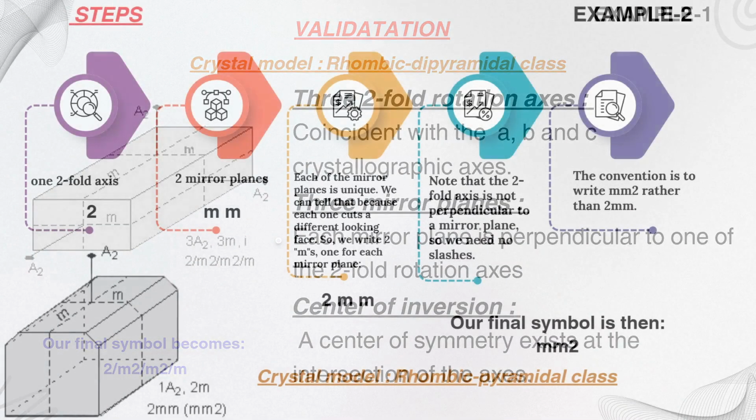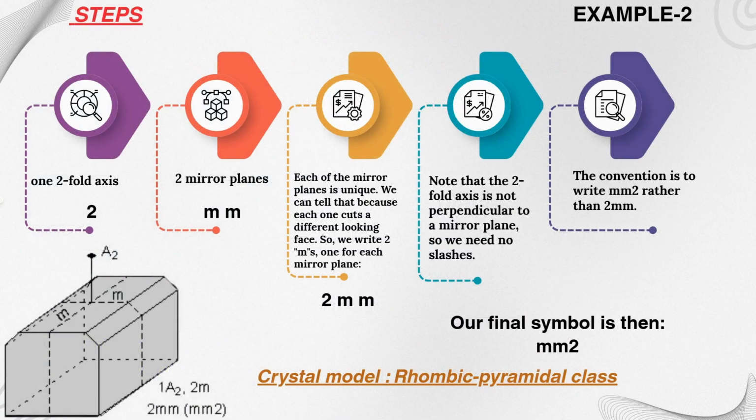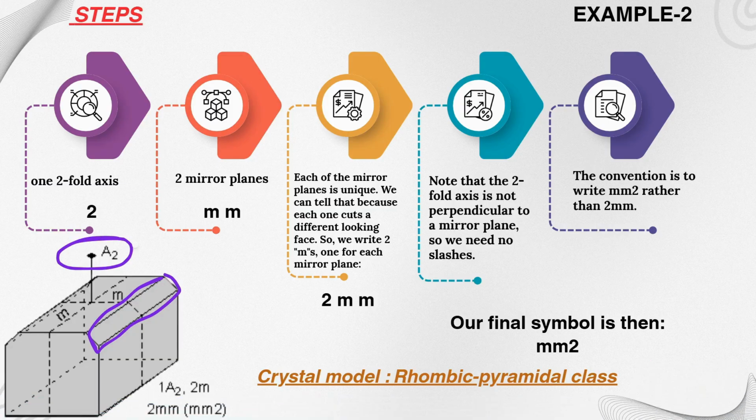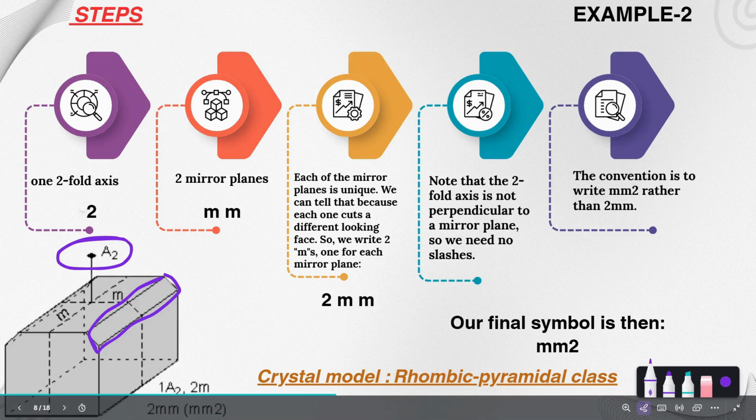We'll go with the second example. Now we'll go with the rhombic-pyramidal class. Here you can see we have only one twofold symmetry, because this particular face does not allow other twofold symmetry or fourfold symmetry along the other principal axes. Only along the C axis we have twofold symmetry, and so it is written one twofold symmetry.